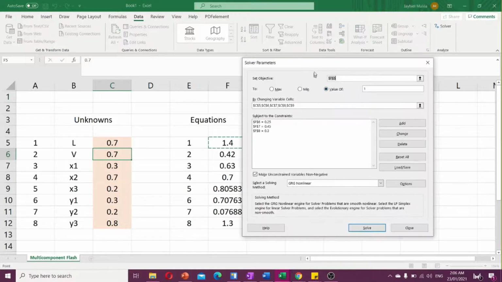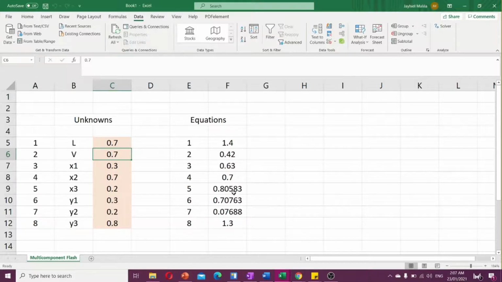Okay, let's review. I chose x1, x2, x3. I did not choose y1, y2, and y3, but if you notice, equations 5, 6, and 7 should be equal to y1, y2, and y3. This one corresponds to y1, this one corresponds to y2, and this one corresponds to y3. Since I chose x1, x2, and x3 as the independent variables that should change, the y1, y2, and y3 should be dependent variables.